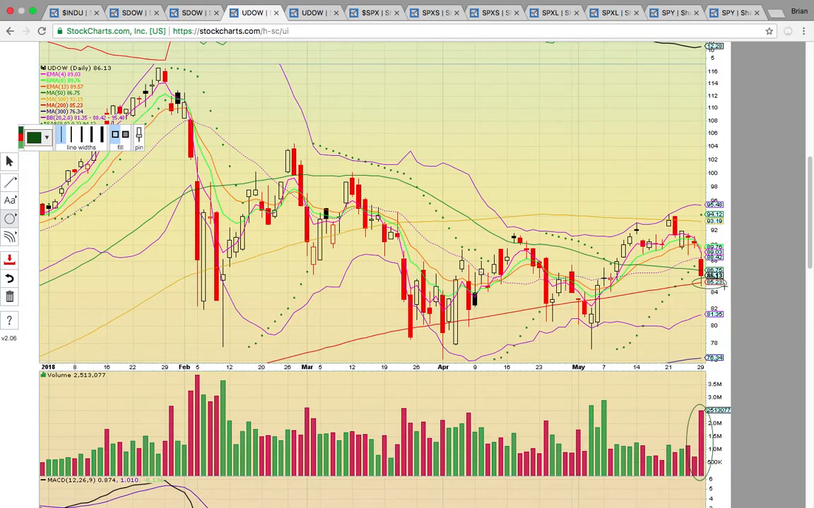If it holds 85.23, if it stays above that 85 level, then UDOW will be in play for a bounce. If it drops below 85, then it's going to be the signal of more downside risk for UDOW, and then it'll be UDOW puts or going long SDOW would be the play.